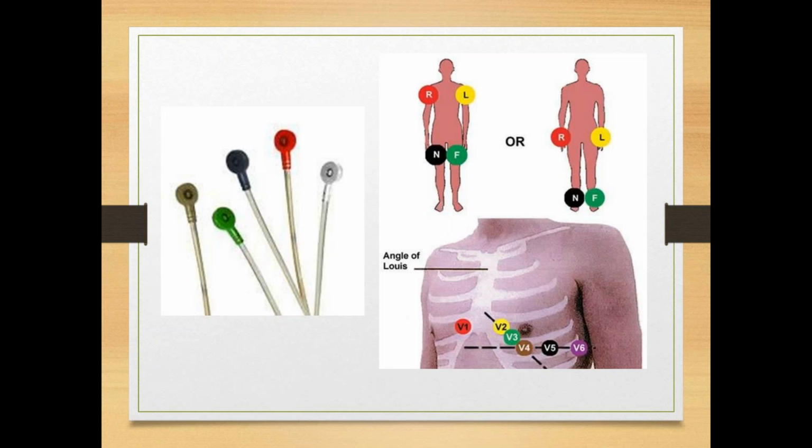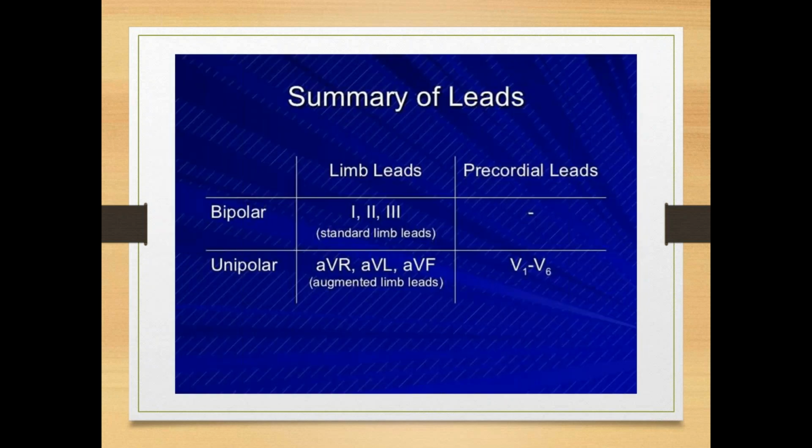So this is how the leads look like. These are the chest leads. And you have the other leads connected to the 4 limbs: right upper limb, left upper limb, the left lower limb, and the right lower limb. So a summary of the leads: the standard limb leads are lead 1, 2, 3, the augmented limb leads are known as AVR, AVL, AVF, and precordial leads are V1 to V6, which are attached to the chest wall. So in total, we have 12 leads.